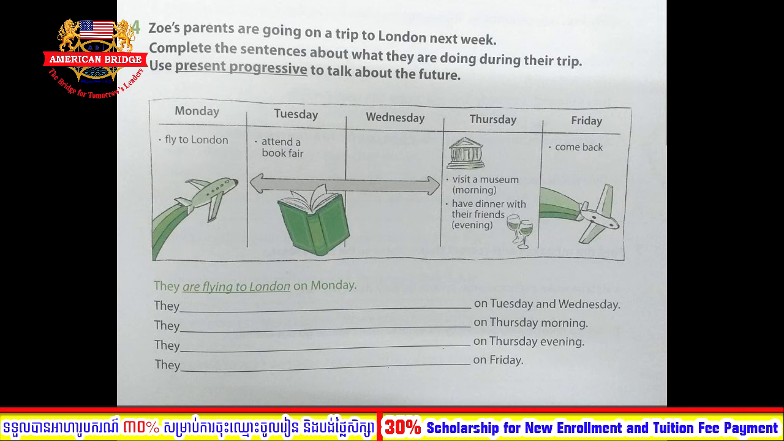Okay? Right, so look at exercise number 4. Zoe's parents are going on a trip to London next week. Complete the sentences about what they are doing during their trip. Use present progressive to talk about the future. Now, do you remember what is present progressive? What is present progressive? And it says, use it to talk about the future.